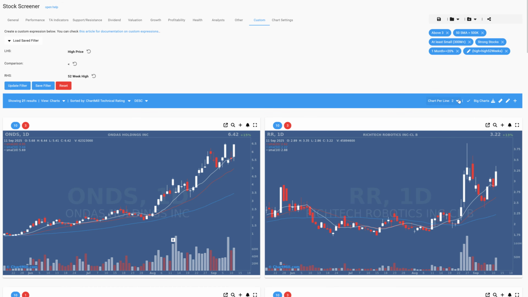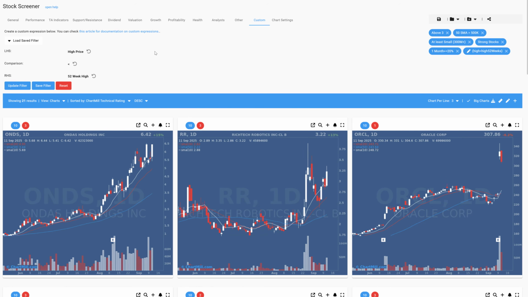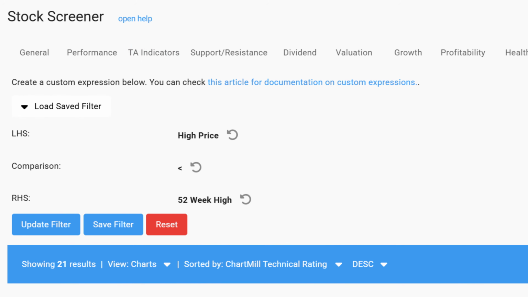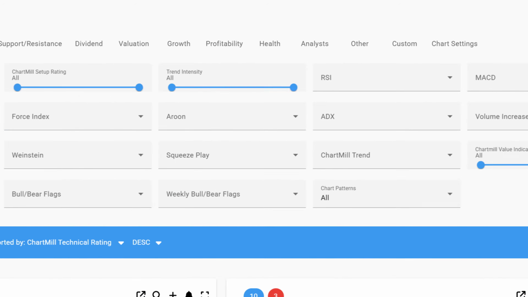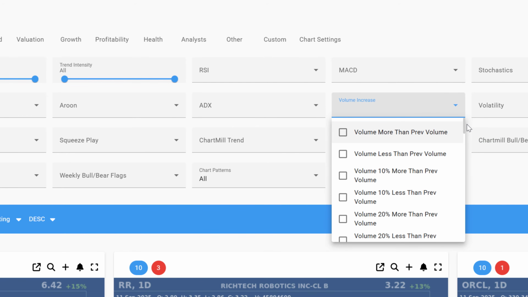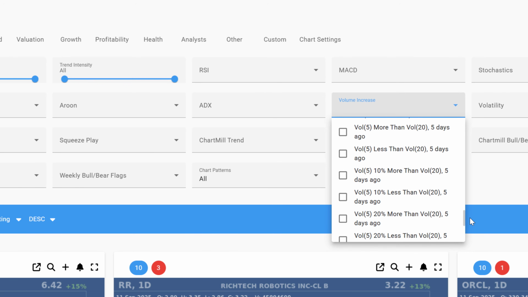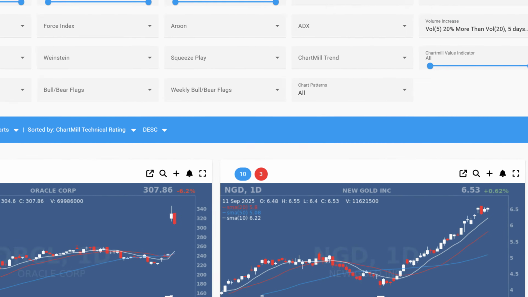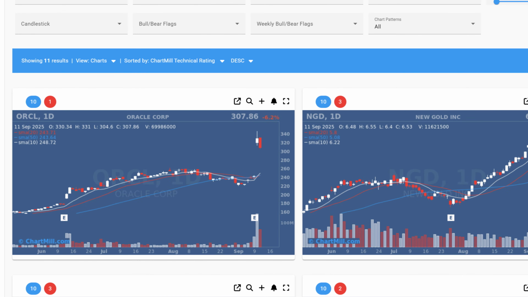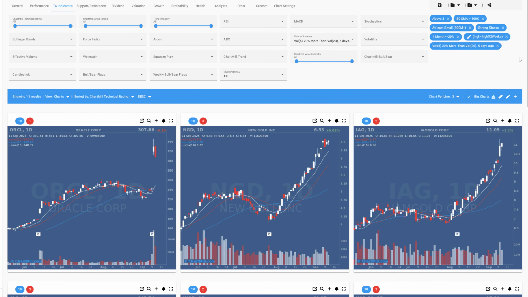Finally, let's look at volume, a key element of momentum trading. Go to the TA Indicators tab and open the drop-down next to Volume Increase. There are plenty of options, but for this example, we'll select the average volume over the last 5 days must be at least 20% higher than the average volume over the last 20 days, ending 5 days ago. This tells the screener to look for stocks where volume is expanding sharply, a classic momentum signal.